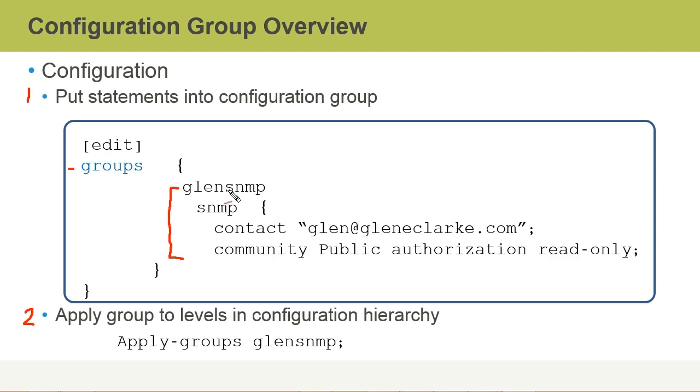Now, this configuration group has inside of it SNMP settings, like the contact setting has been configured, and also the community setting has been configured as well. So that configuration group called Glen SNMP can then be applied in any related areas within the configuration. To apply that, in step number 2, within your configuration, you use the apply-groups command and specify the name of the configuration group that you're looking to apply in that area of the configuration.